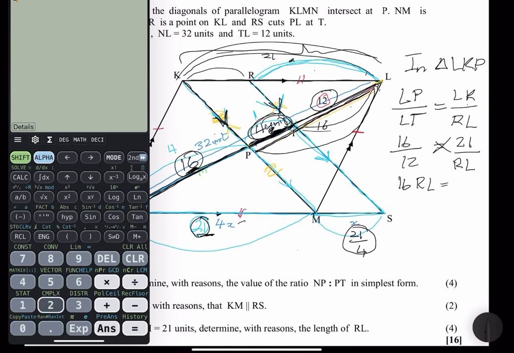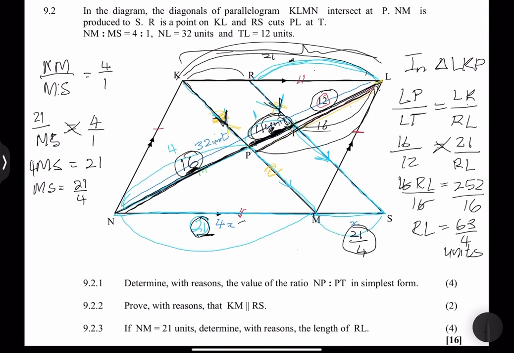Okay, let's try and find that. 12 times 21, that's 252. Okay, divide both sides by 16. Divide by 16. And I get RL. If you want to put it in decimal form, that would be 63/4 units. Okay, right. I hope that you understood that portion. It does take quite a bit of doing here, but nonetheless, you'll be able to survive if you know your proportionality theorems.